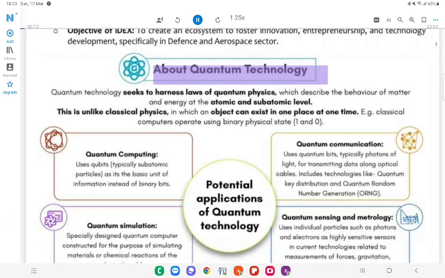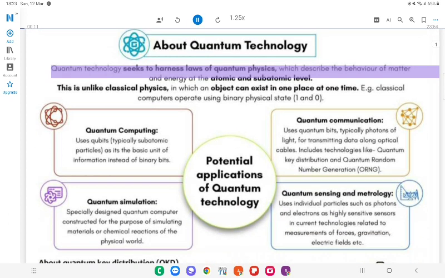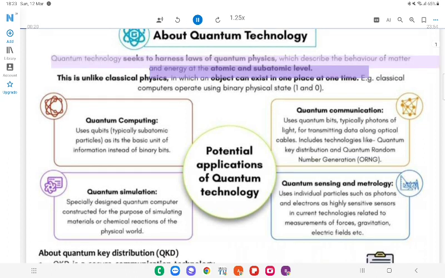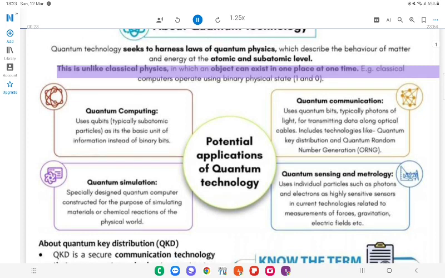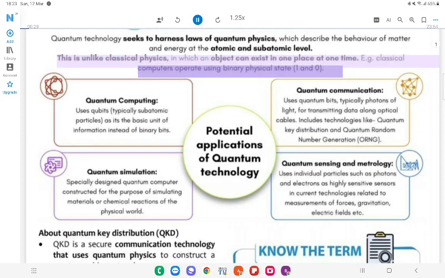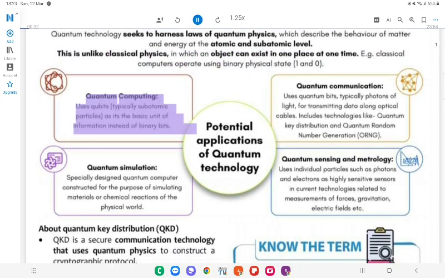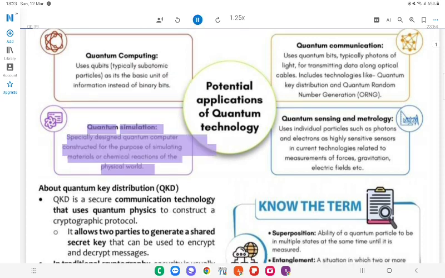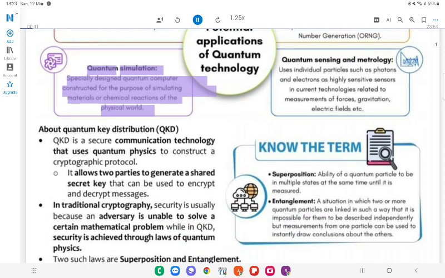About quantum technology. Quantum technology seeks to harness laws of quantum physics, which describe the behavior of matter and energy at the atomic and subatomic level. This is unlike classical physics, in which an object can exist in one place at one time. For example, classical computers operate using binary physical states, 1 and 0. Quantum computing uses qubits, typically subatomic particles, as the basic unit of information instead of binary bits. Quantum simulation: a specially designed quantum computer constructed for the purpose of simulating materials or chemical reactions of the physical world.